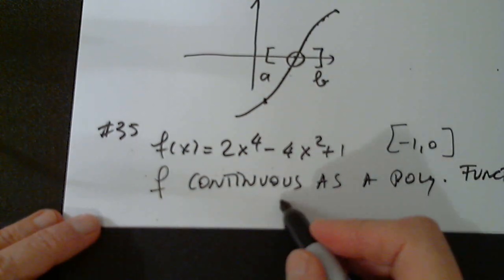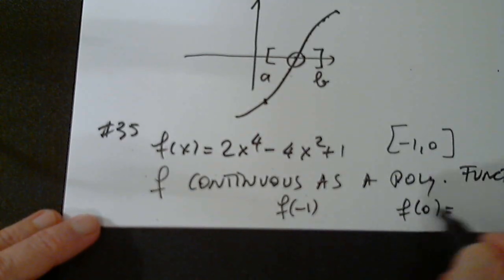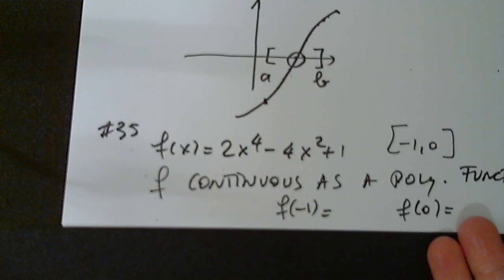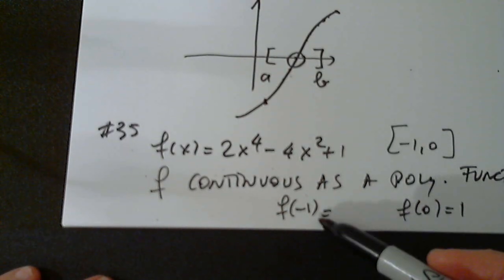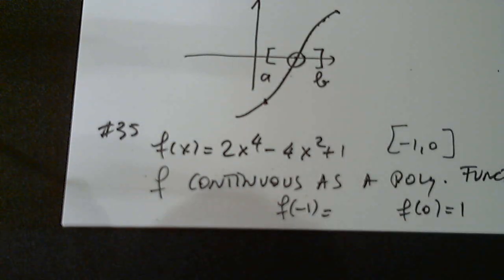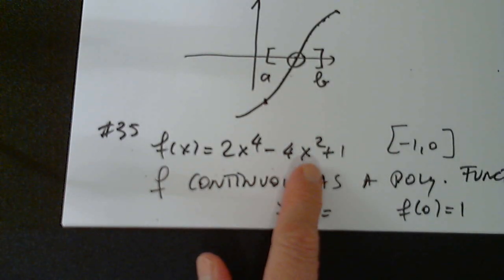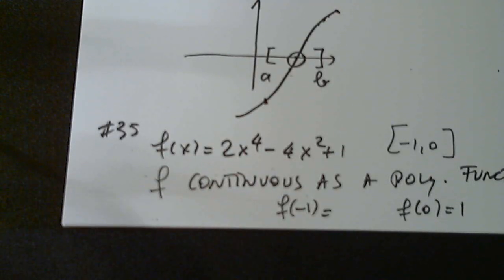Here's what I do next. I find f of -1 and I find f of 0, of course, with a calculator. F of 0 is very simple, it is 1. F of -1 is also simple, but you can put it in the calculator because this is 1 and this is 1. So 2 minus 4 is -2 plus 1 is -1. That's it.